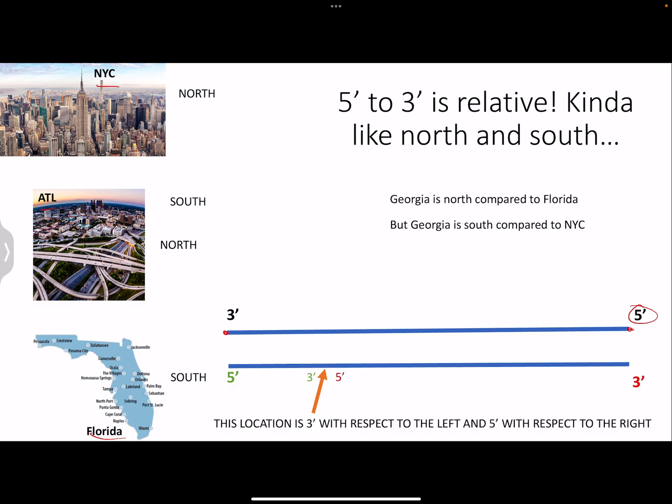But again, things can be relative. If you pick this little position here with respect to this end, we can call this the 3', and with respect to this end, we can call this the 5'. So it's very important, I think, to understand that relative 5', 3' directionality.